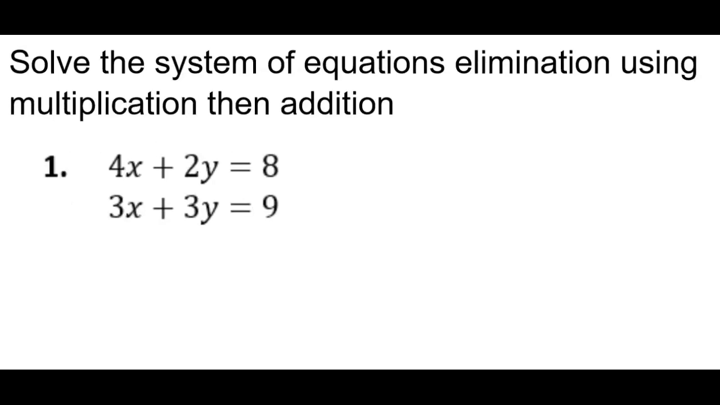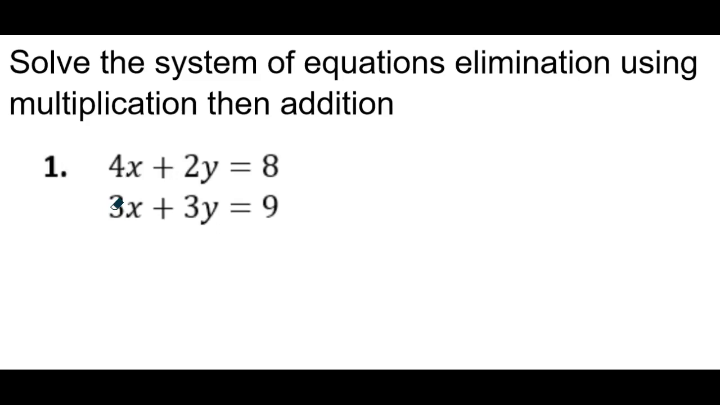Okay? So let's do this problem. We're still doing elimination, but first we have to multiply, and then we have to add. So my very first step is to decide what variable you want to get rid of, just like last class. But this time, I'm going to have to multiply both of them by something.